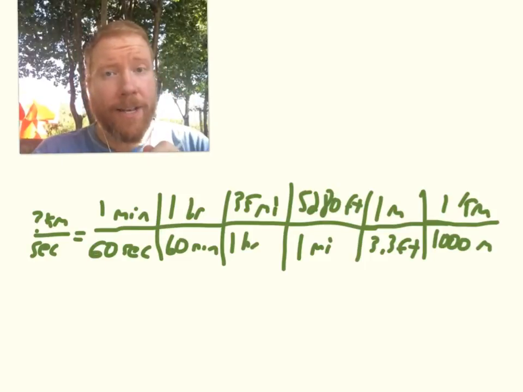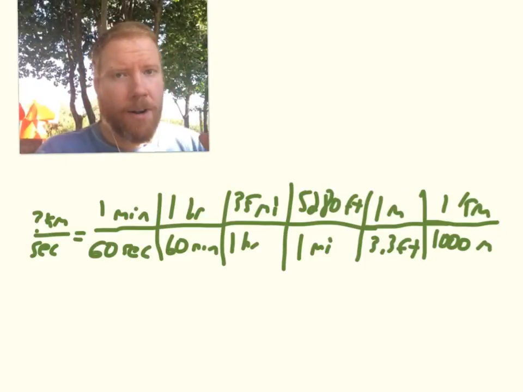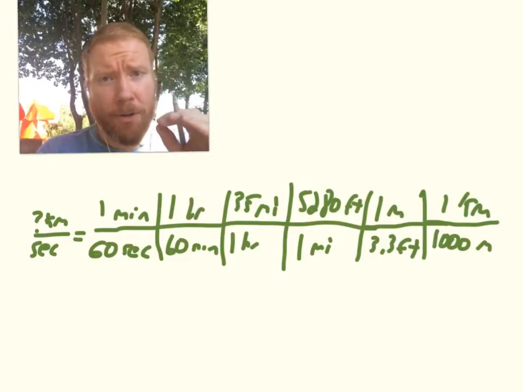Okay, then we check when we added dominoes, did we follow the rule? The rule is down and across, right? Minutes matches minutes. Hours matches hours. Miles matches miles. Feet match feet. Meters match meters. Everything matches perfectly down and across, and so we added every domino correctly.